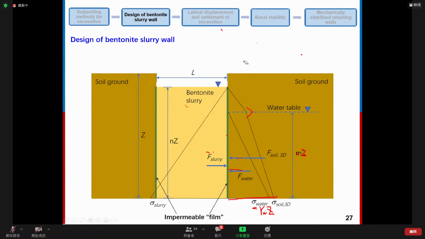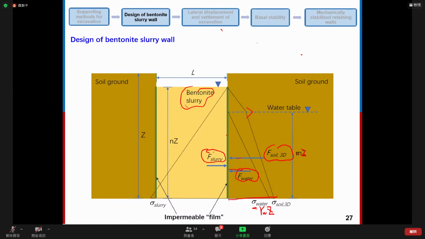So as we just discussed before, inside the excavation we have the pressure provided by the bentonite slurry, which is the resistant to the collapse of the excavation. So this one is the resistant. And we also have the soil pressure, earth pressure, and the water pressure, which will cause the collapse of the excavation.